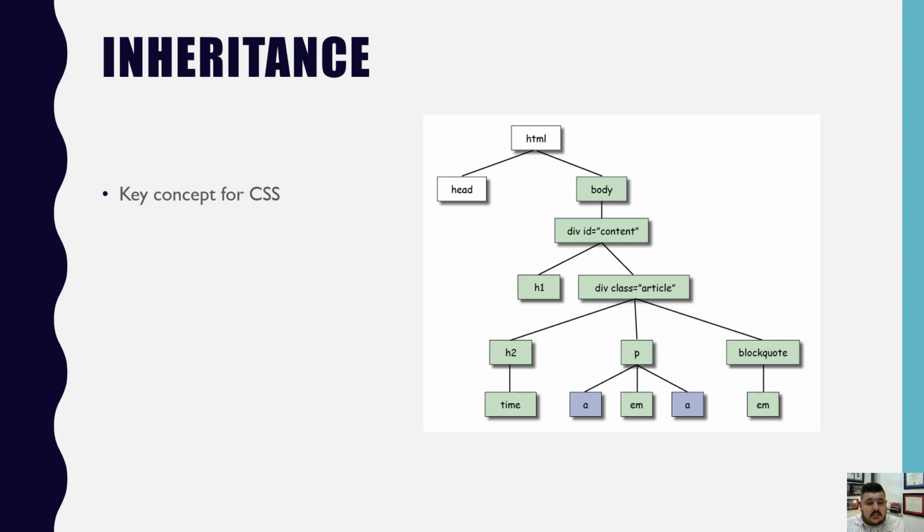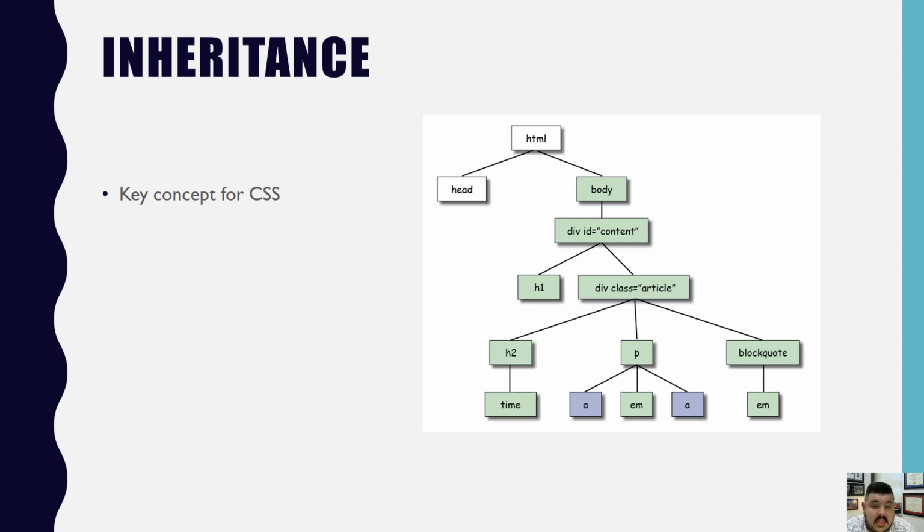A key concept for CSS is the idea of inheritance. If we dictate a rule for body that we want the text to be red, all of the text inside of our divs, our H1s, our articles, our paragraph tags, everything that is inside of the body tag, which is all of our visible content, will have red text. So let's go down a level.